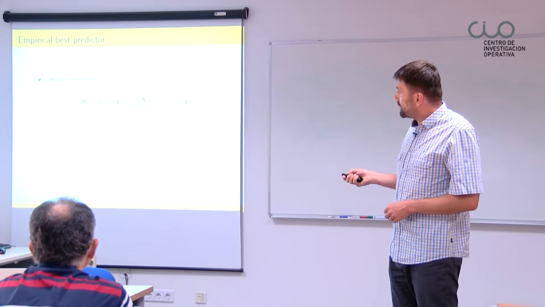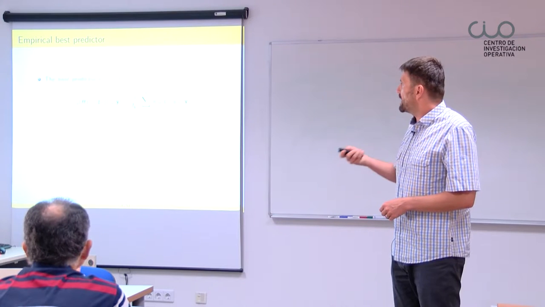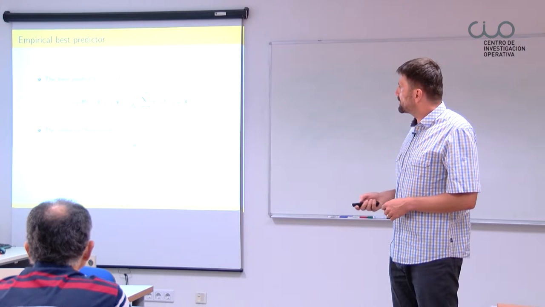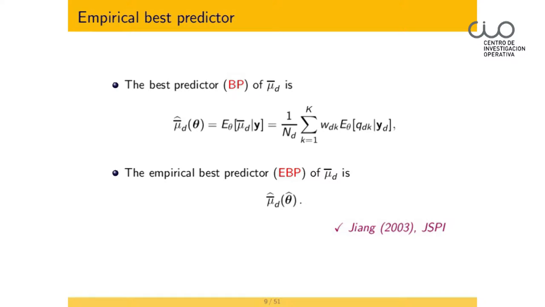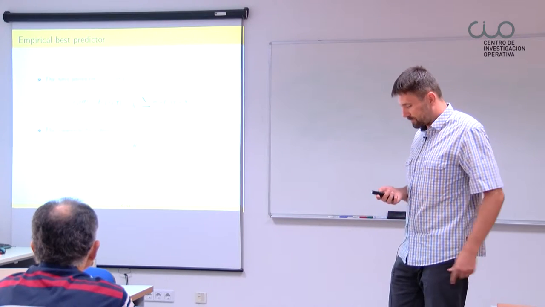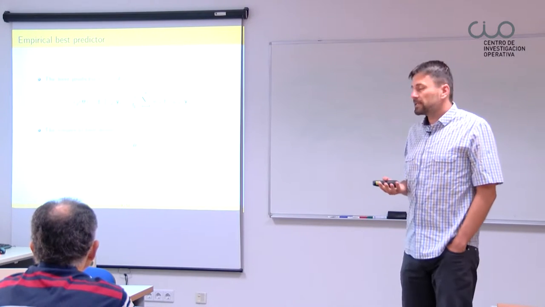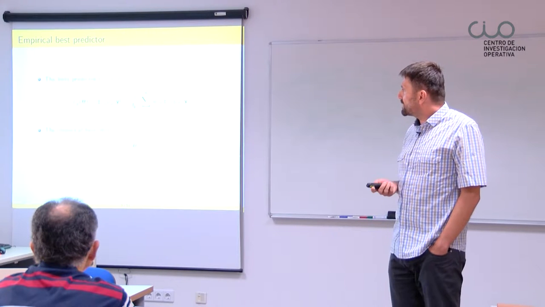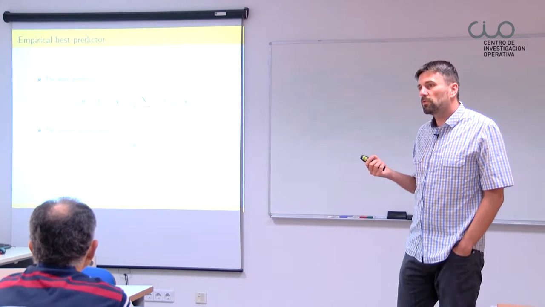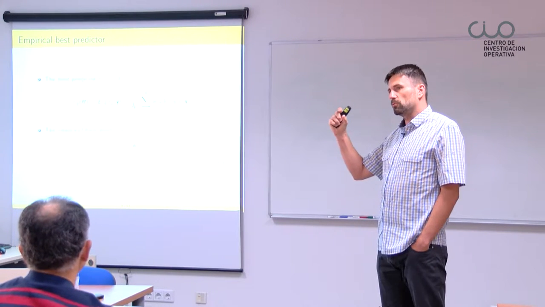It depends on the unknown parameters beta and tau. So again, we have to estimate them and plug the estimators in, and the result is called the empirical best predictor. This method was proposed in Jiang and Lahiri in 2003. We adapted this methodology for our model and derived the necessary formulas to calculate the empirical best predictor. Of course, in a practical situation, you are not only interested in the point estimator of your quantity, but you would also like to know the error you have in your estimator.